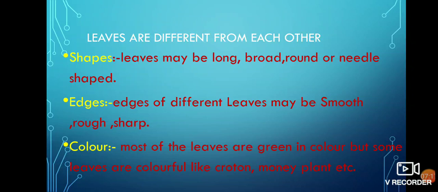You take one leaf of a mango tree and one leaf of a peepal tree. See the edges of their leaves. Have you seen some difference between them? Yes. Color. Most of the leaves are of which color? The answer will be green. But some leaves are colorful like croton, money plant, etc. So as they are colorful, we decorate our house with these leaves.